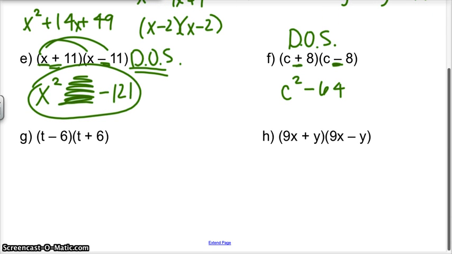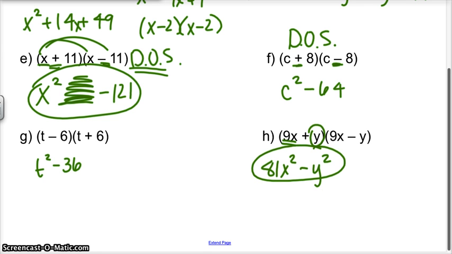Looking at G and H, let's see, my first term is going to get squared, and my last term is going to get squared. If you don't like my shortcut, then you're multiplying each and every piece. One problem left.